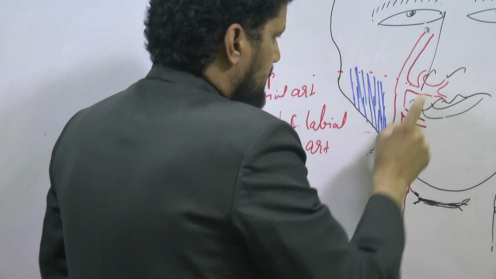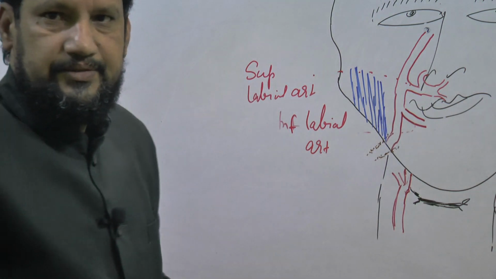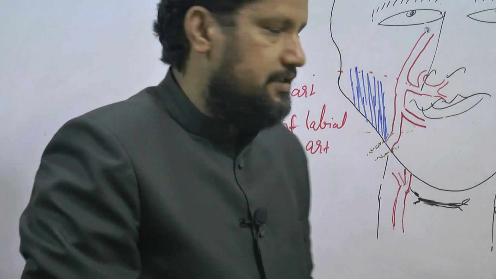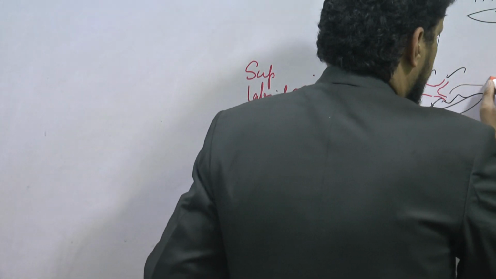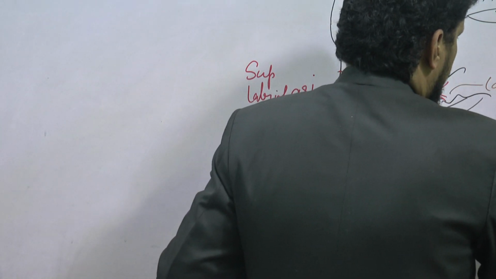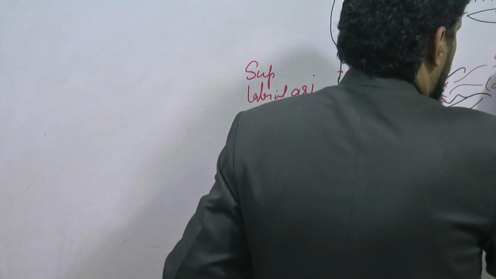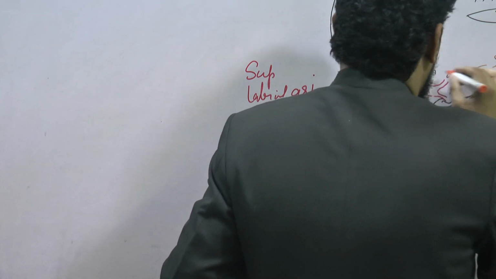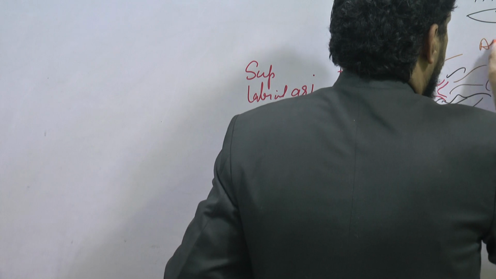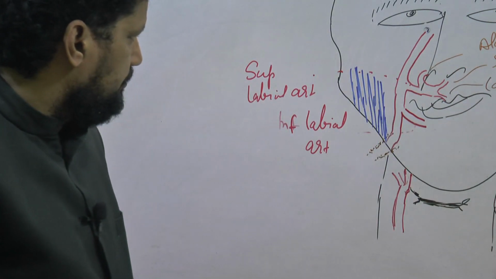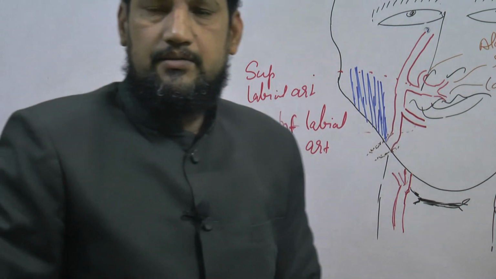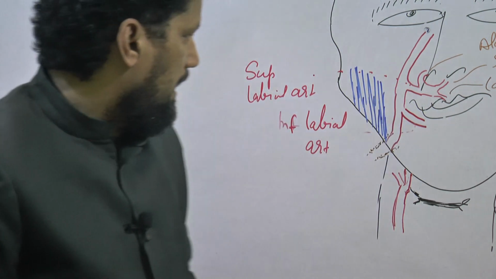This is the septal branch, which will supply blood to the nasal septum. So this is the labial proper, the septal, and the alar. The alar branch is supplying blood to the lateral part of the nose and the cheek.